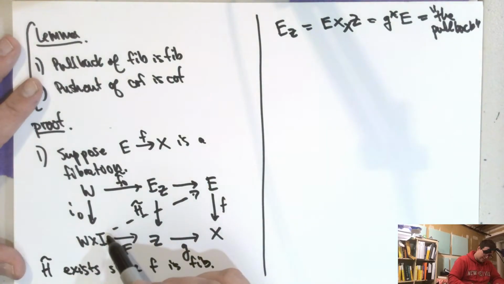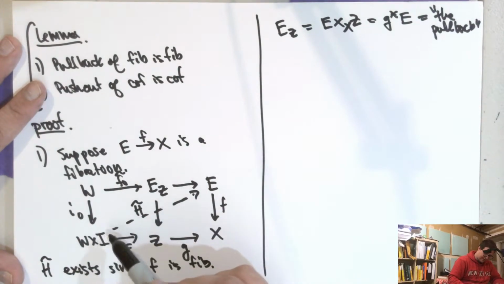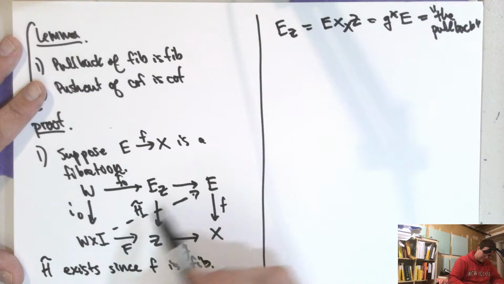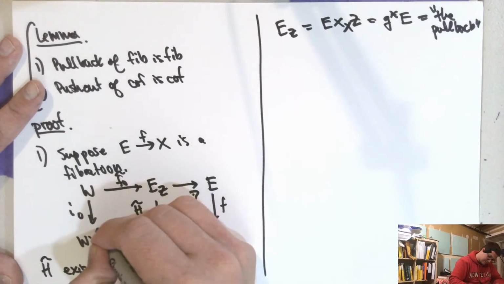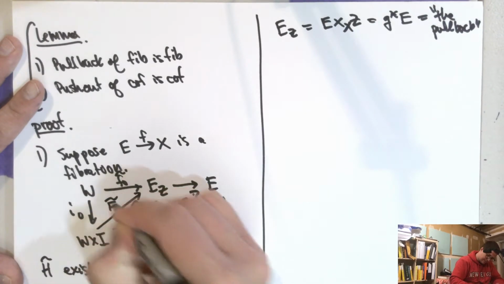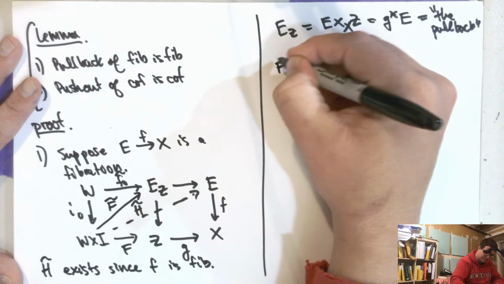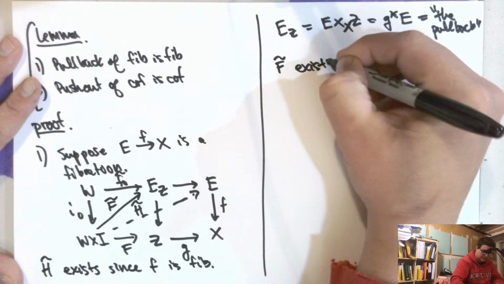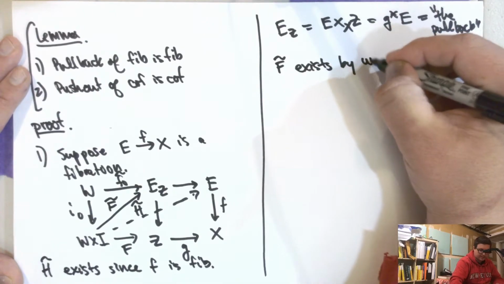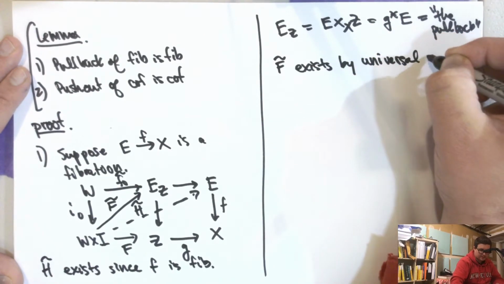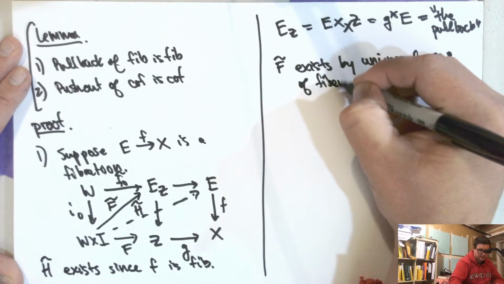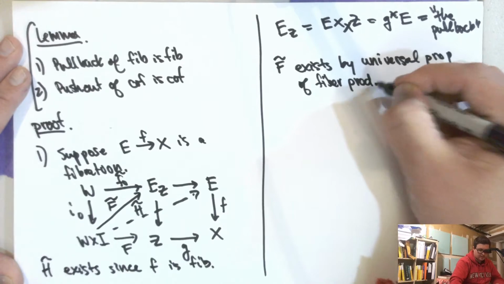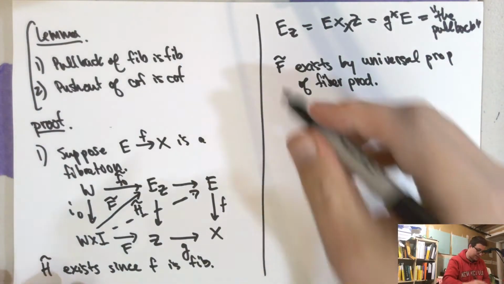But then we have to use the universal property. We have a map from here that goes to E and to Z, and it's over X. By the universal property, we get this map, F tilde. So F tilde exists by the universal property of fiber products. Okay, so that's all we do for this one.